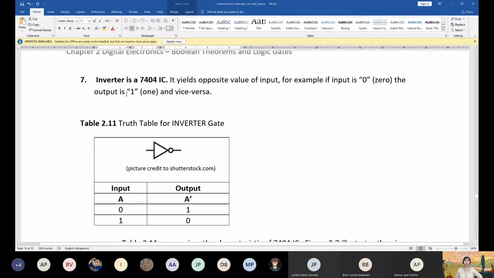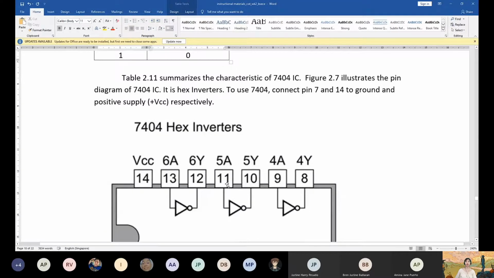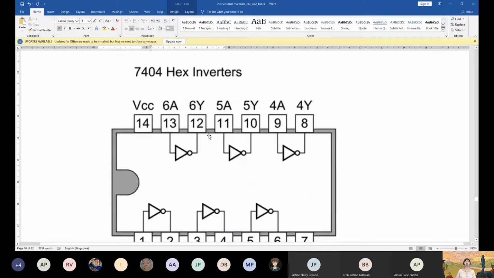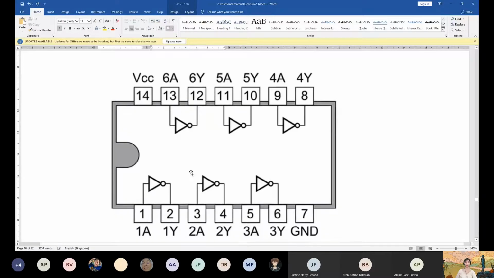Then we have the inverter. The inverter is a 7404 IC. This is the symbol for an inverter: a triangle plus a bubble. Inversion means if you have an input of 0, the output is 1; if you have an input of 1, the output is 0. So let's say the input is A and the output is B, such that B is equal to A prime. This is now the 7404 hex inverter. Hex means we have 6 gates.